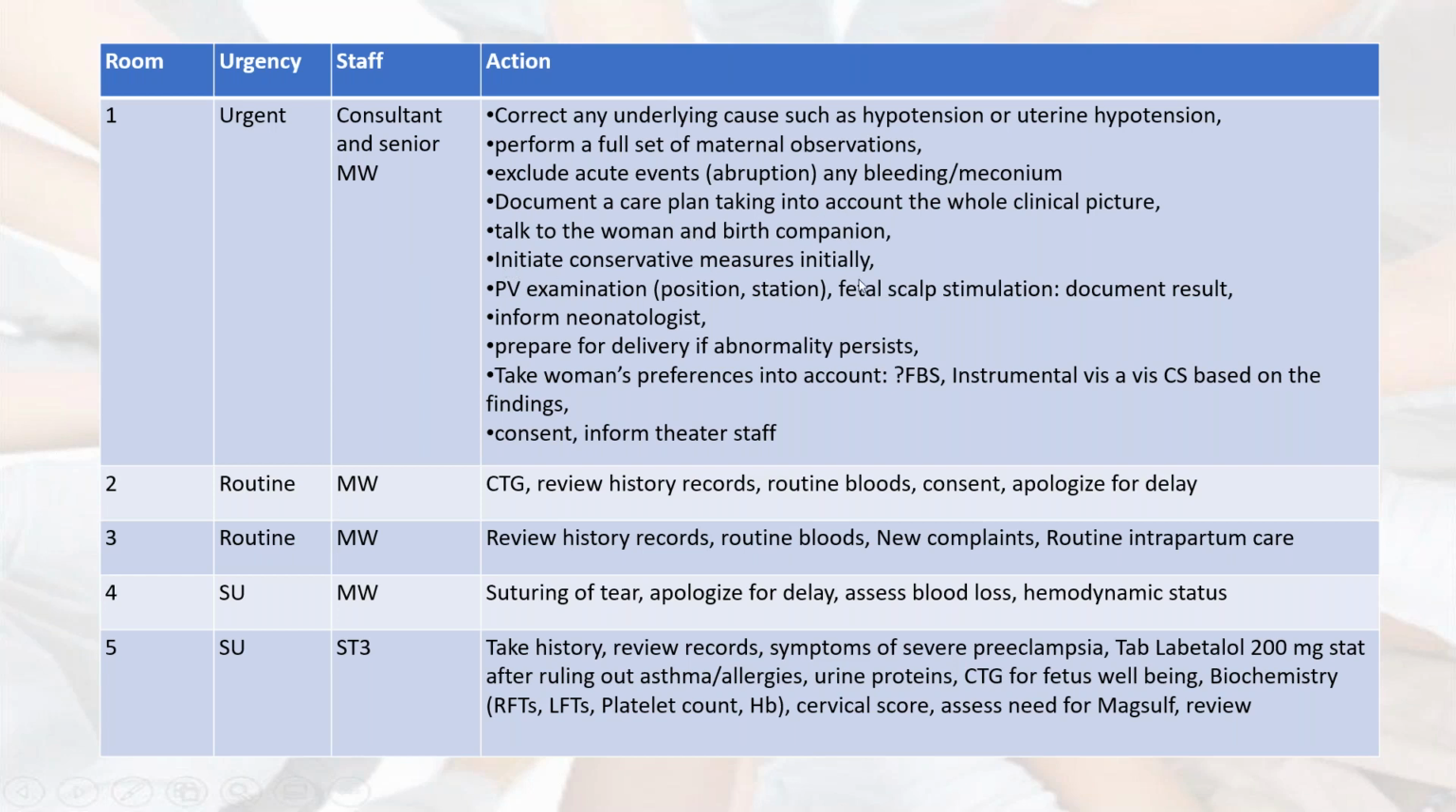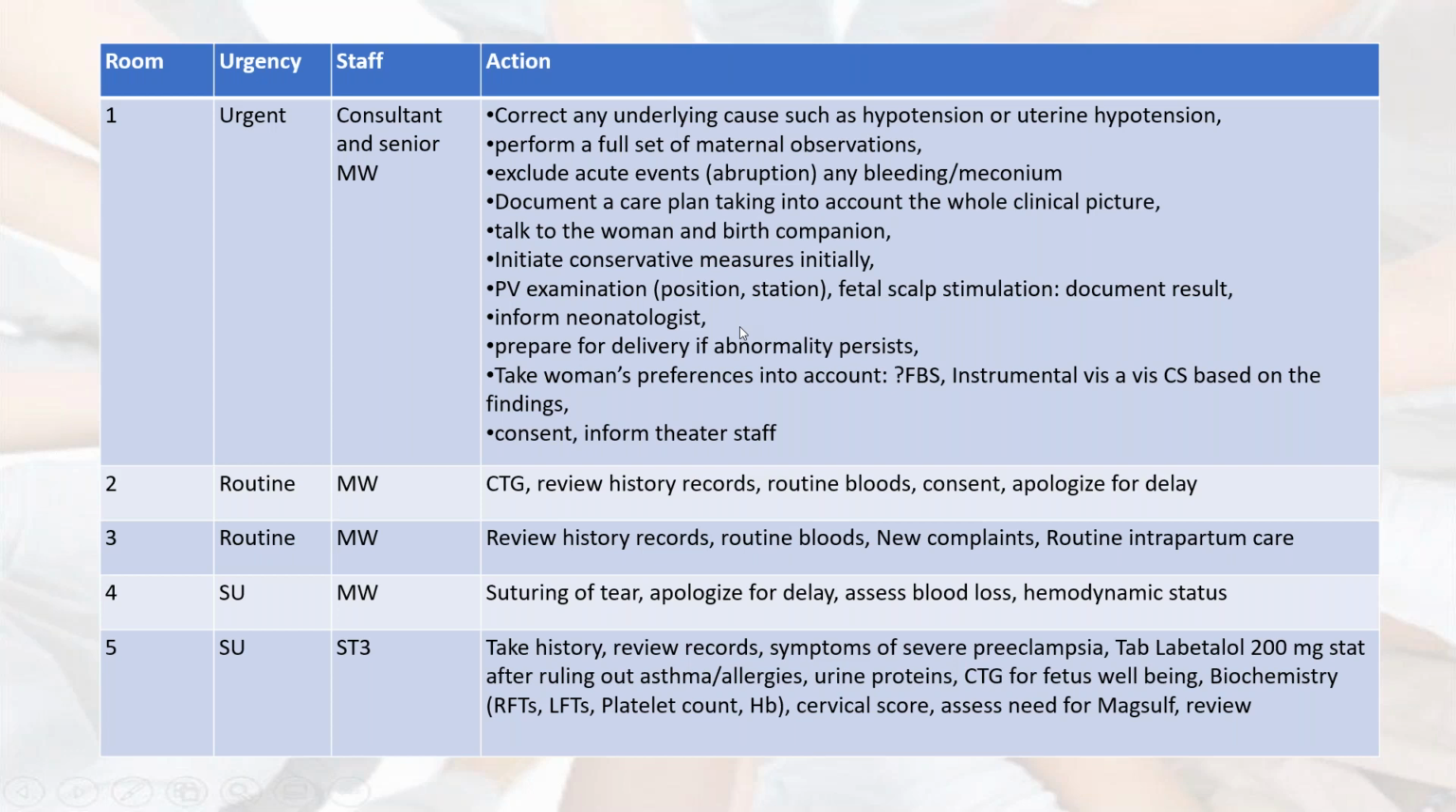Initiate conservative measures initially. Per vaginal examination, you can ask me, are you aware of the findings? Then I would say that yes, it is +1 station, and she is in the right occipito posterior position, when you say per vaginal. That is how the midwife will give you additional information, and you proceed based on it. So per vaginal examination, position and station: right occipito posterior and +1 station.